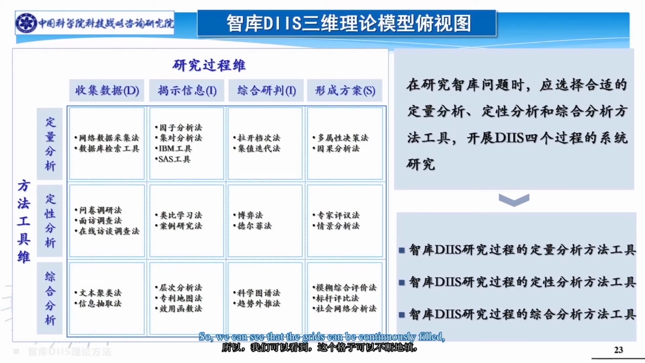So we can see that the grids can be continuously filled, and we can develop new methods and tools as needed. Through them, we can select different methods and tools at different stages and ensure the scientificity. So when we research the think tank problems, appropriate quantitative analysis, qualitative analysis, and comprehensive analysis methods can support the systematic study in the four links.